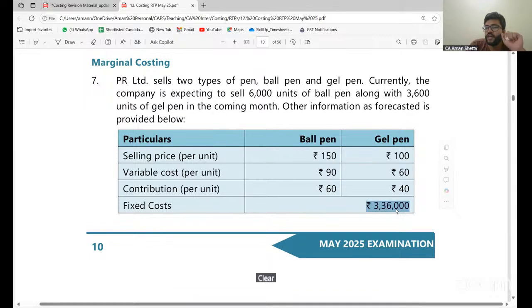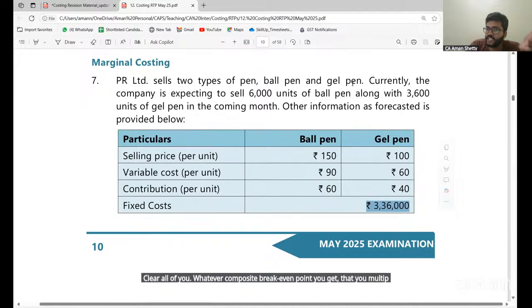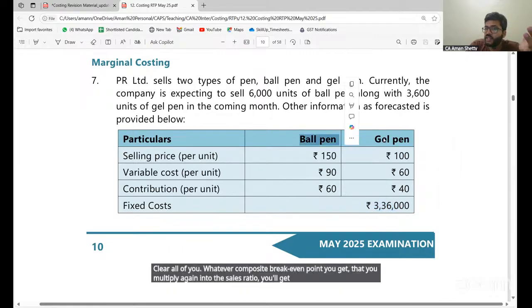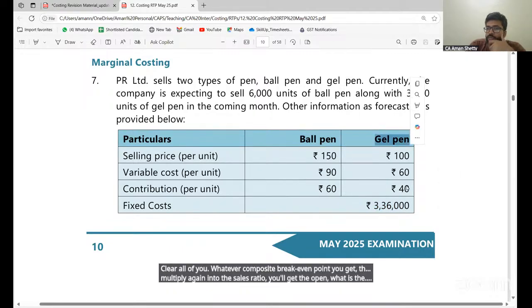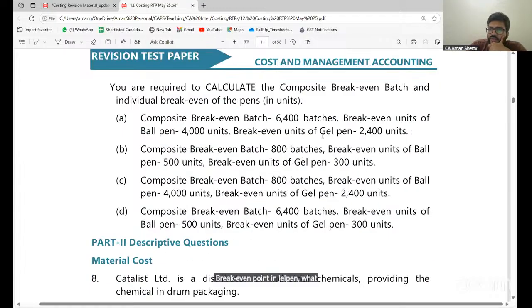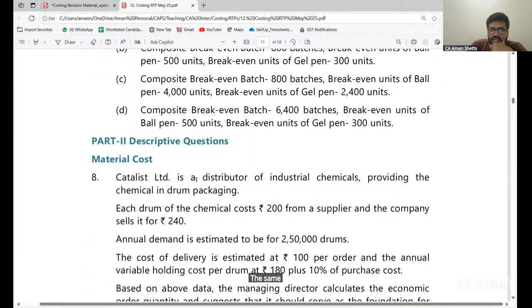Clear, all of you? Whatever composite break even point you get, you multiply again into the sales ratio, and you will get the break even point for ball pen and the break even point for gel pen. Yes or no? The same thing is given here. So again, a very simple problem.